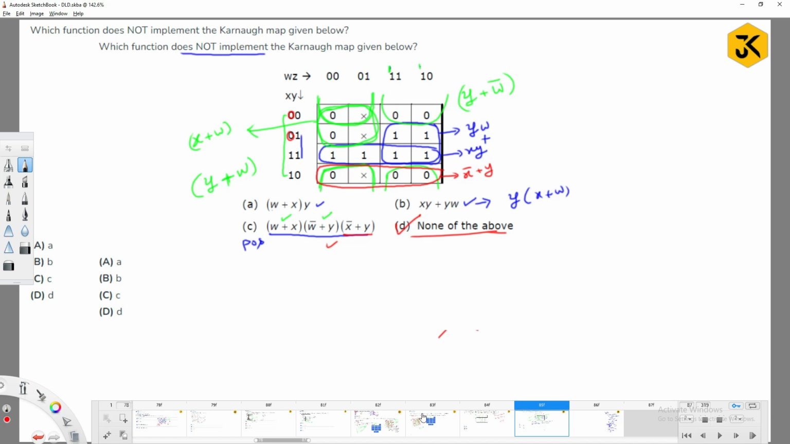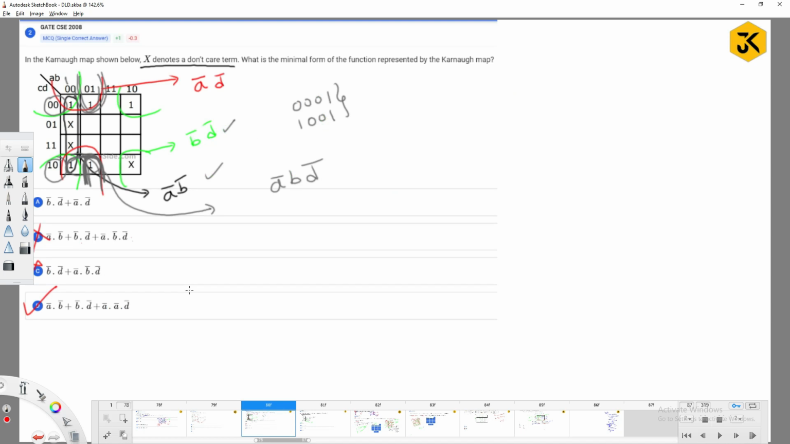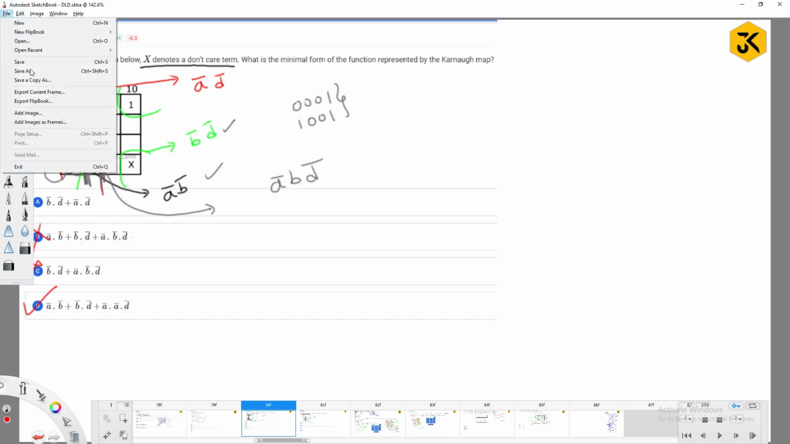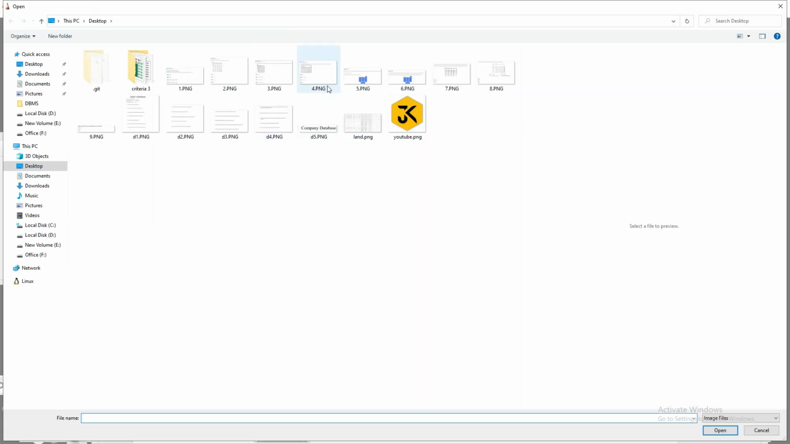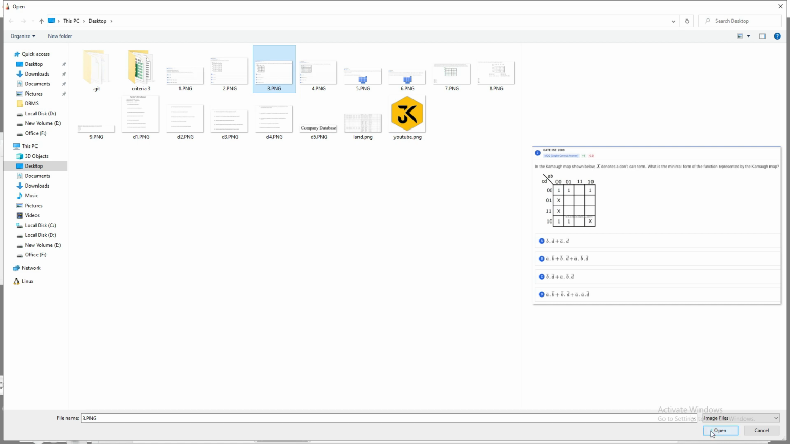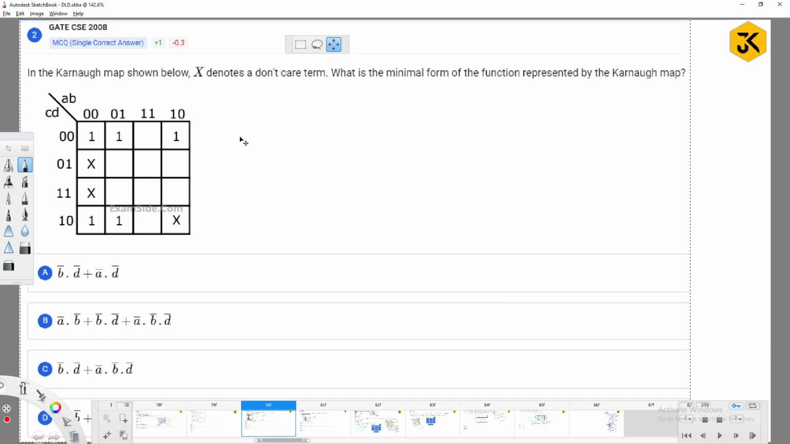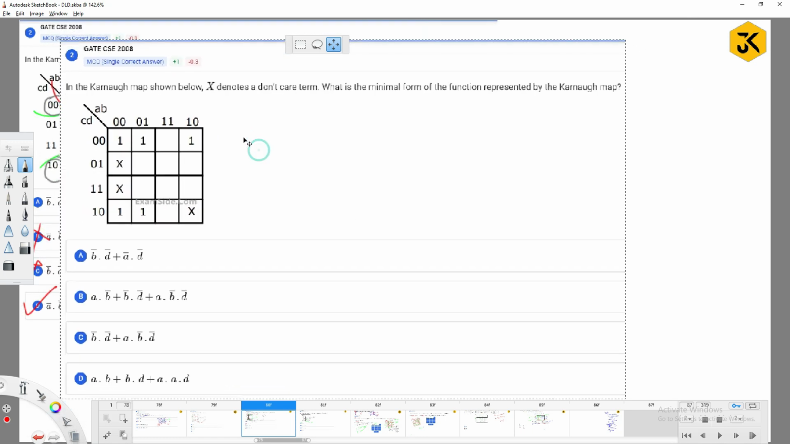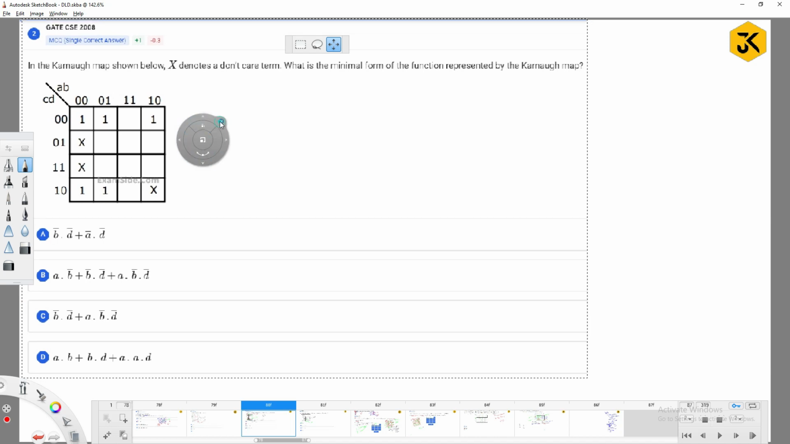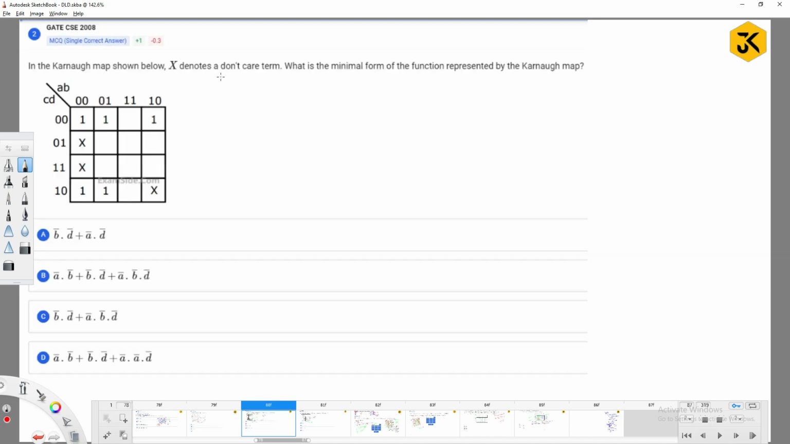Okay, fine. And if you look into one more example, like this one, here also we did a mistake. I will try to add the question. This is the question they have given. Here in the Karnaugh map shown below, x denotes a don't care term. What is the minimum form of the function represented by the Karnaugh map? So what you can do guys here? Earlier we tried to do something, so we got the wrong answer.